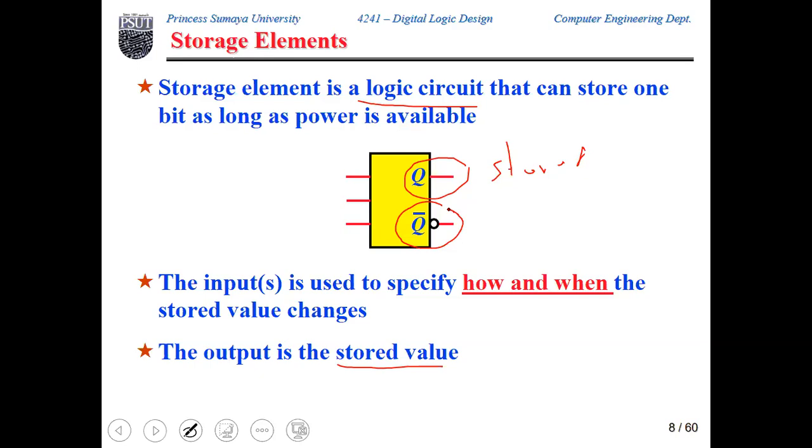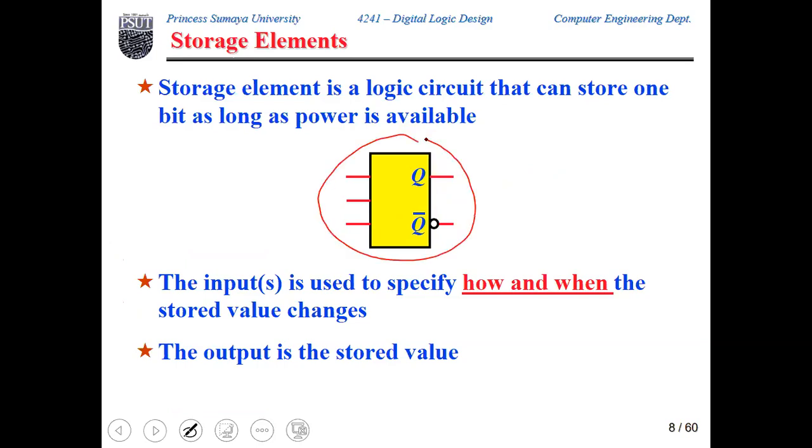So instead of bringing an inverter to complement Q, it is already included inside the circuit itself that represents the storage element. This is very important regarding the storage elements. What is inside this box is a logic circuit that is capable of storing 1 bit. It has a certain number of inputs to control the stored value, how to change it, and when to change it. And there is the output Q, which is the stored value, and its complement is also another output, Q bar.